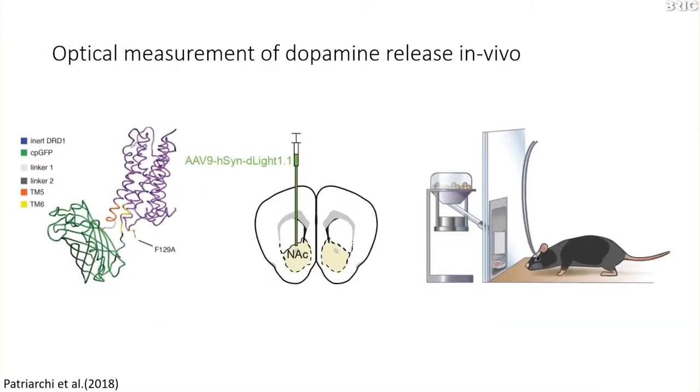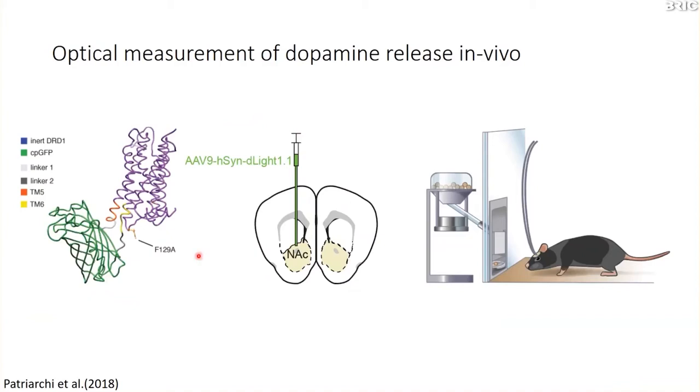During my PhD training, I had an amazing collaboration with Lin Tian's group in UCSD, who developed an optical sensor for dopamine. In brief, dLight, the dopamine sensor, is an optical sensor based on fusing the dopamine receptor to a green fluorescent protein. And this sensor changes its fluorescence intensity when dopamine binds to the receptor domain of the sensor.